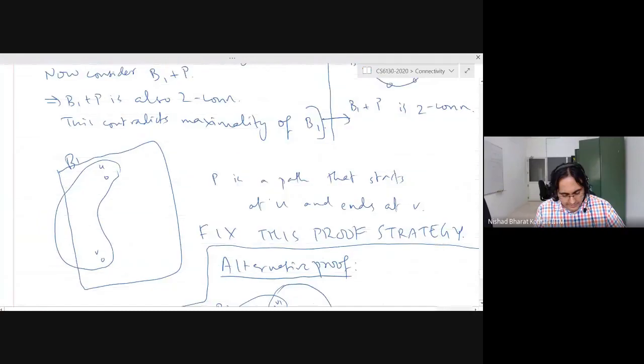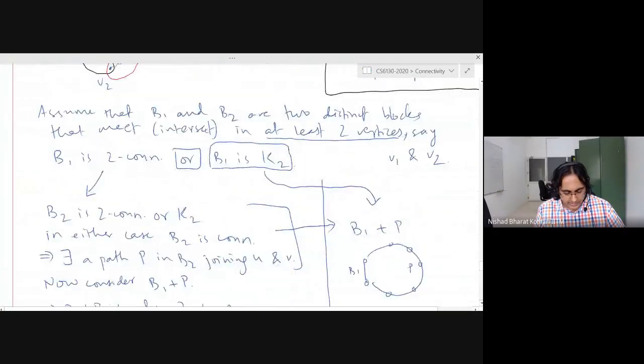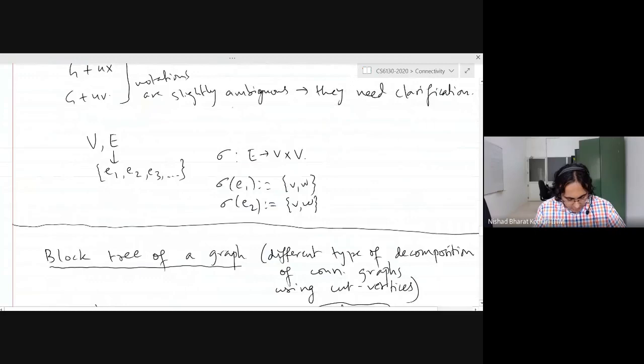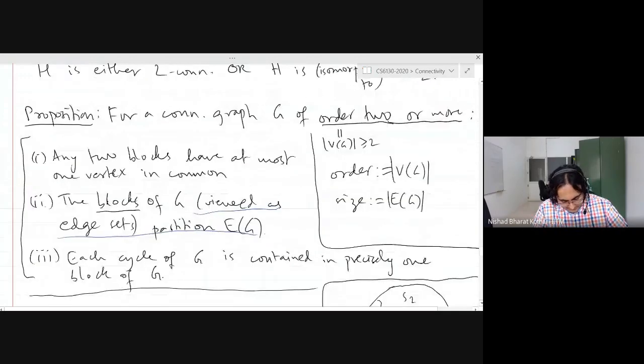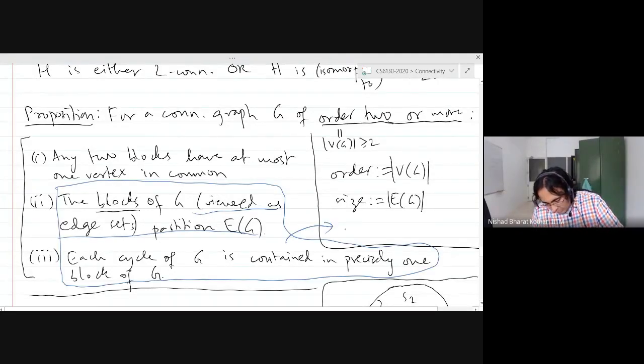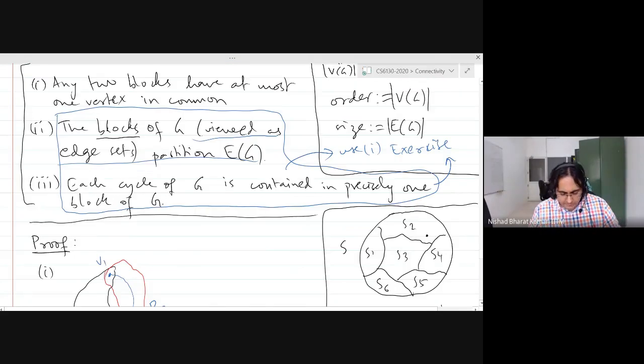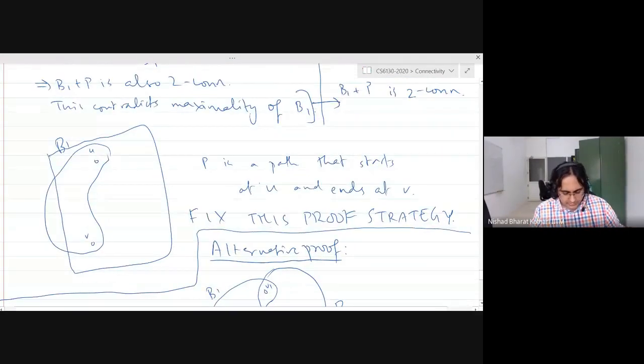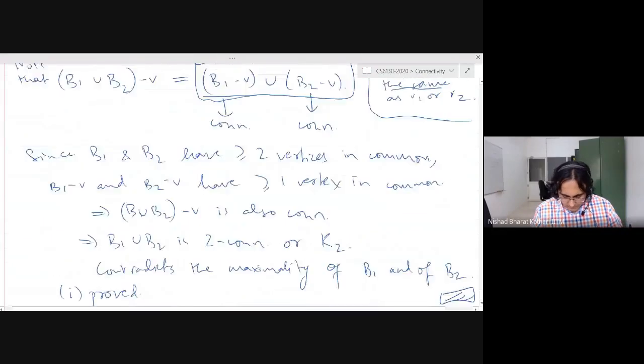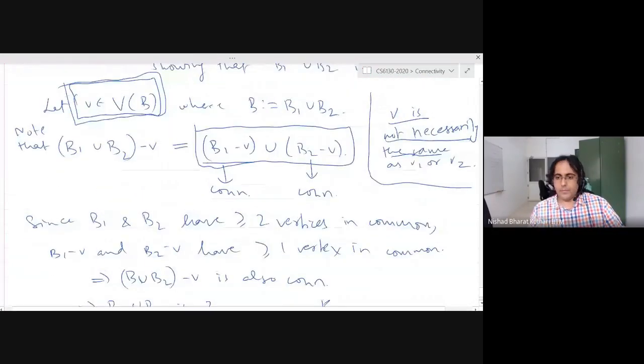Parts 2 and 3 are actually very easy from part 1. They're actually 2-line proofs. So these two are quite easy, and I will leave that as an exercise. Use part 1 if necessary. Okay? There is just one last thing I want to discuss before we finish this lecture. Are there any more questions about what we proved?